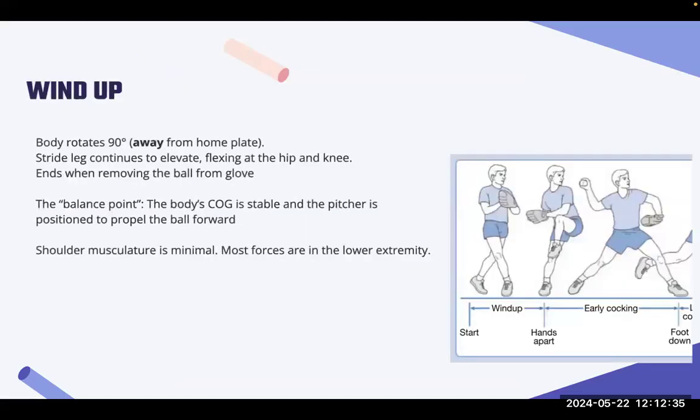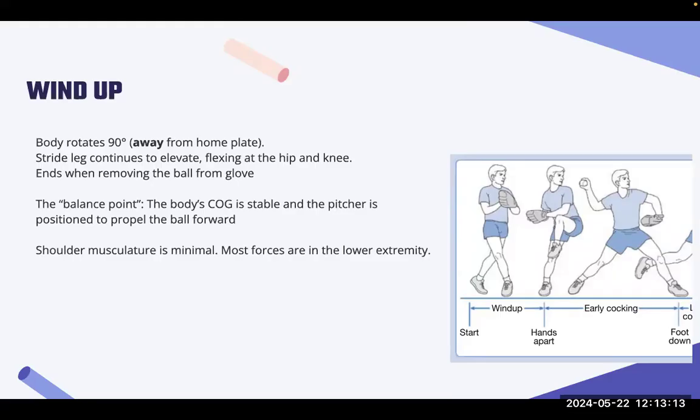Going through the different phases, the first phase is the wind-up phase, and I can never remember when each phase starts and stops, so we'll simplify it so that we remember it. The wind-up starts with the ball in the glove, and it ends when you remove the ball from the glove. At this point, your body is rotating away from home plate, which is different because in the later phases, your body will turn towards home plate. So just be careful of whether the body is rotating away or towards home plate.